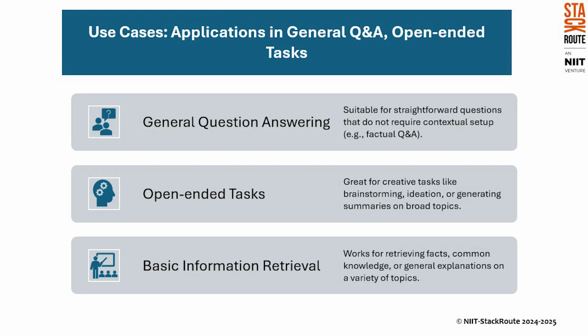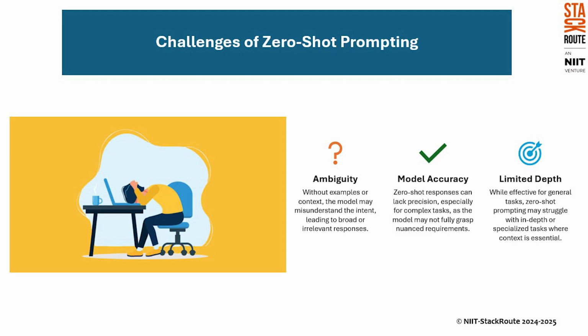General question answering. It's ideal for straightforward questions that don't need a lot of background setup, like factual Q&A. Open-ended tasks. Zero-shot is great for creative work, like brainstorming or generating summaries on broad topics. Basic information retrieval. It can quickly retrieve facts, common knowledge, or general explanations across a variety of subjects. Of course, zero-shot prompting also has its challenges.